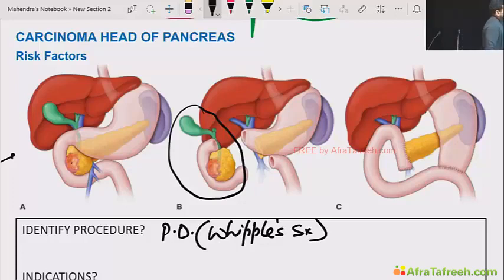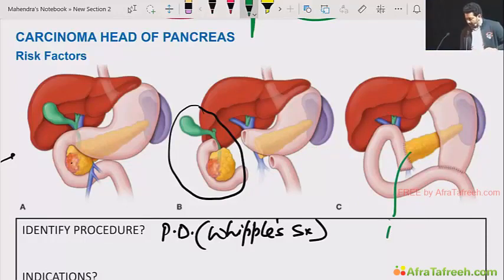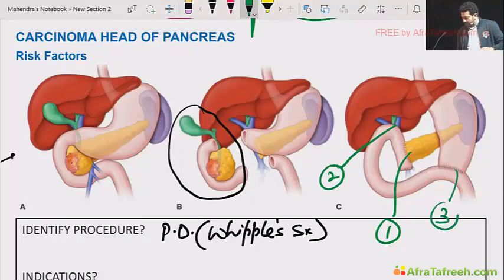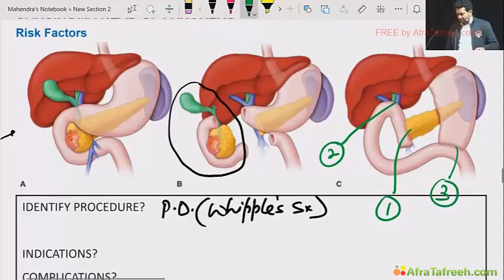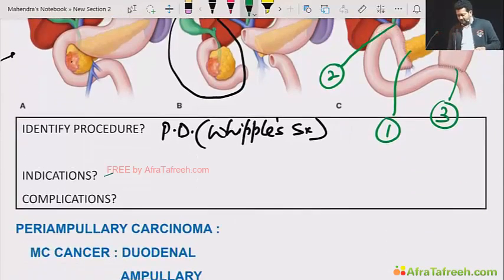Another important question they ask is, after doing a Whipple surgery, what is the order of anastomosis, or the order of reconstruction? First you will do the pancreatico-jejunostomy. Then you will do the hepatico-jejunostomy. And then you will do the gastro-jejunostomy. Indications we have seen: carcinoma head of pancreas or periampullary cancer.